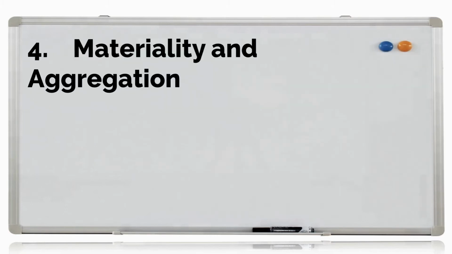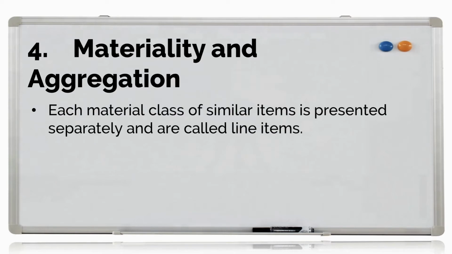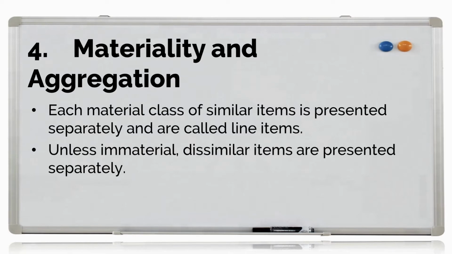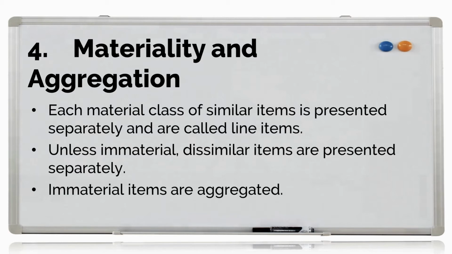Fourth, materiality and aggregation. Each material class of similar items is presented separately and are called line items. The similar items are presented separately unless they are immaterial. Immaterial items are aggregated.